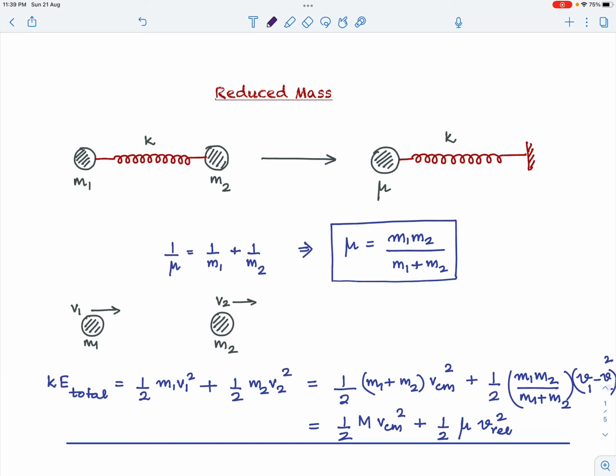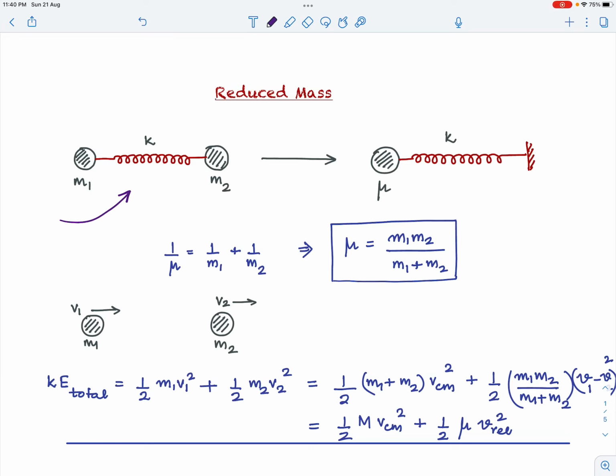Reduced mass essentially is the effective single mass that we can use in place of a two mass system in order to study those masses. As you can see here in this figure, we have this two mass system which are somehow connected to each other. They might not be physically connected, but there would be some interaction between them, whether it is internal because of some forces that they are exerting on each other, or maybe they are bound in some way.